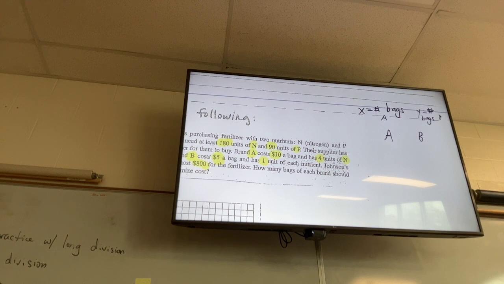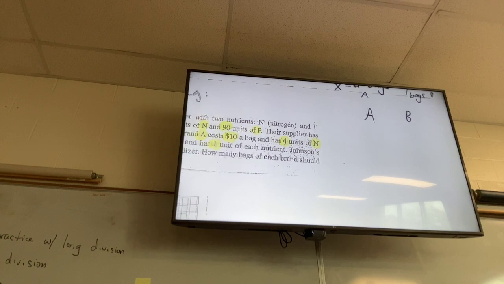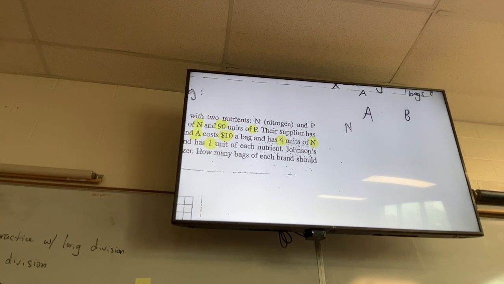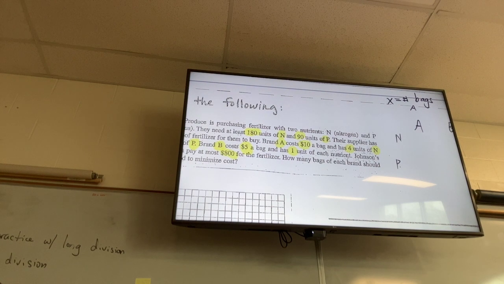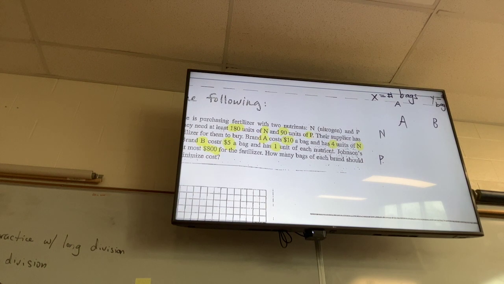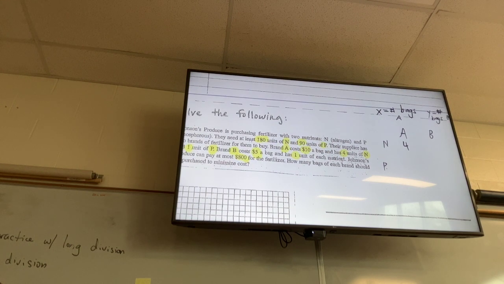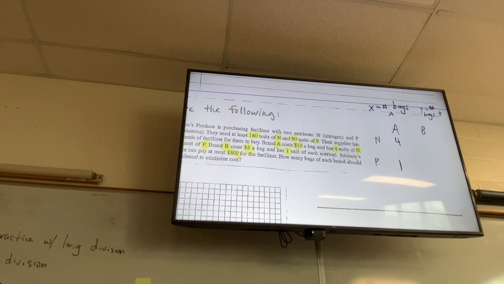Yep, and then these two brands, they have two different elements in them, nitrogen and phosphorus. Brand A has what? How much nitrogen does it have? 4 units. 4, okay, so it's got 4 units of my nitro. It's got 1 unit of my P. And brand B has what? 1 unit of each. Boom. Oh, we got to do another row for cost. Sorry, my apologies. Cost. Okay. A is $10. B is $5.